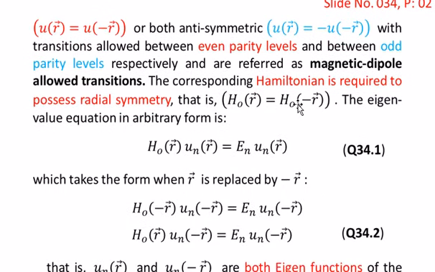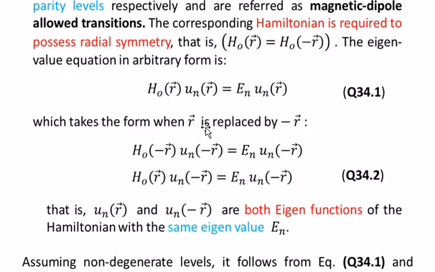The corresponding Hamiltonian is required to possess radial symmetry, that is H0 of r is equal to H0 of minus r. This is an important condition, that the radial symmetry is required for the Hamiltonian to obey. The eigenvalue equation in an arbitrary form is given by H0 of r operating on un of r is equal to En into un of r, where En is the eigenenergy.